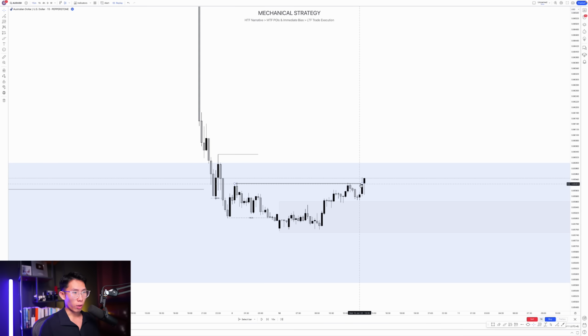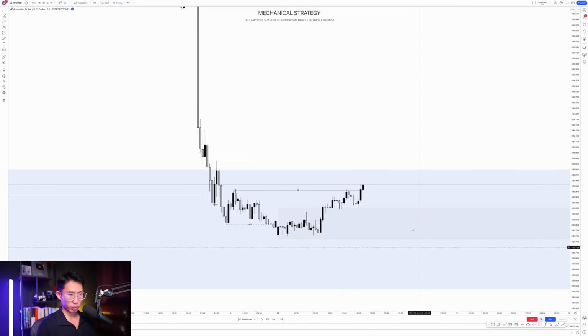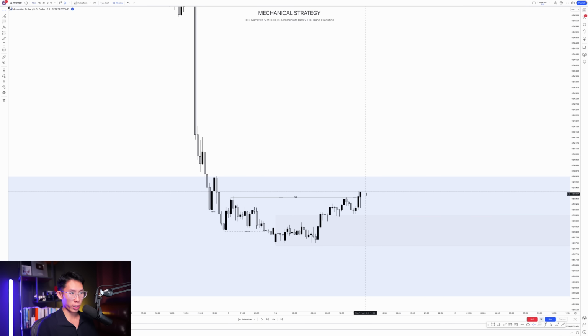Right here, it finally took out the last lower high, which pretty much gave us our market shift, a shift of structure that tells us that this pullback is officially done, and right now we are going up. And that's all I want to see. So my next step was to just look for my entry model right here.